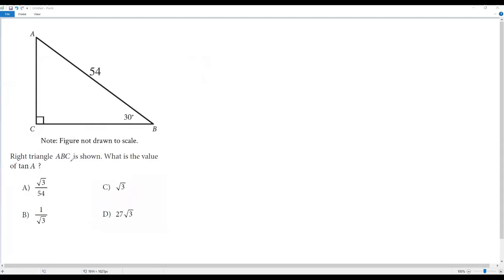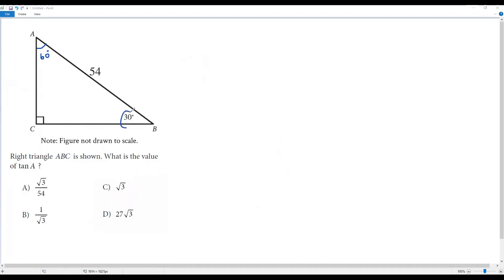Right triangle ABC is shown. What is the value of tan A? Okay, here in this right triangle, this is the right angle and the interior angle over here is 30 degrees. Then the interior angle over here must be 60 degrees, so that the three interior angles of this triangle will add up to 180 degrees.